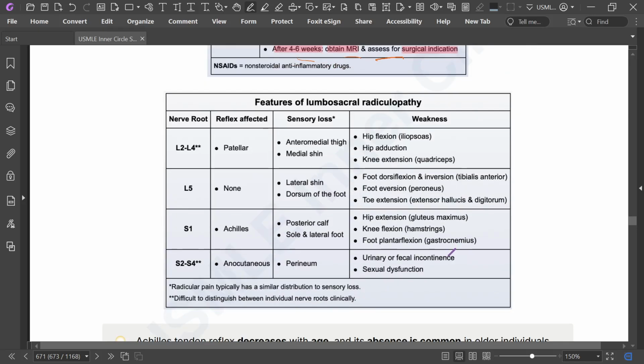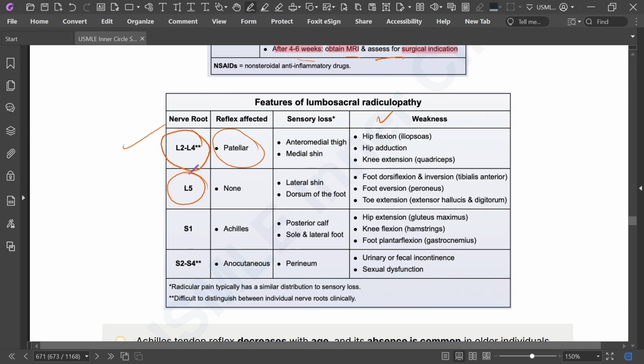Okay, these are the features of lumbosacral radiculopathy. In the L2 to L4 nerve roots, the patellar reflex is affected. Sensory loss is in the anteromedial thigh and medial shin. Weakness is in hip flexion, hip adduction, and knee extension. So L2 to L4: hip flexion, hip adduction, knee extension. That is the quadriceps. The quadriceps has four muscles: rectus femoris, vastus medialis, lateralis, and intermedius.